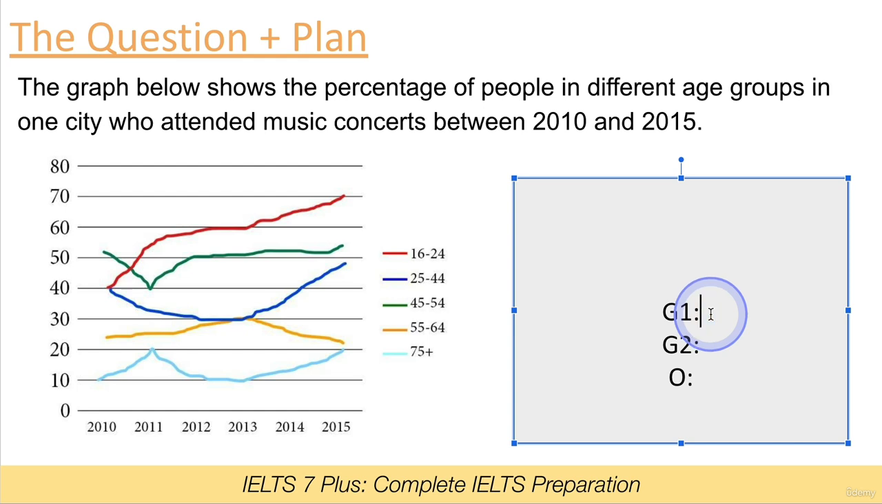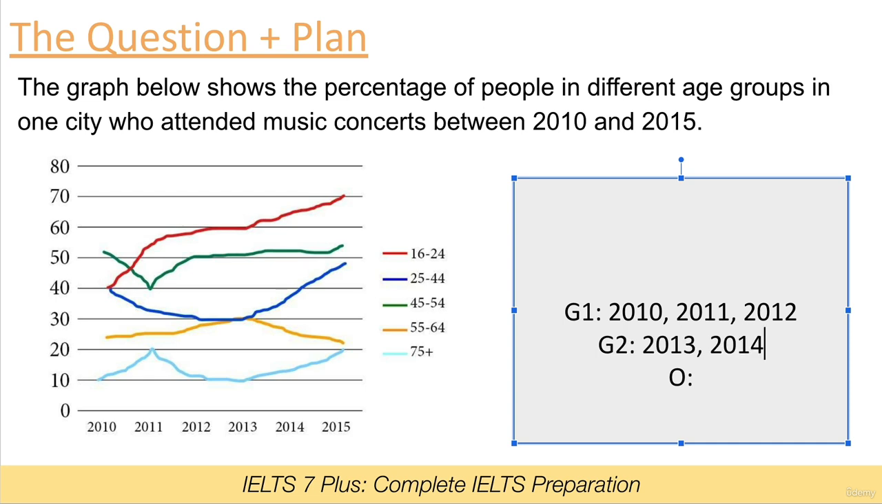Okay then, so how we're going to tackle this, we're going to form two groups, and then we're going to make notes about our overview as well. So the two groups, we could go in a few different directions here. We could talk about different age groups. We could talk about the years. I often think the years are perhaps easier to talk about. So I might go for the first group, we might say 2010, 2011 and 2012. Then the second group, you guessed it, 2013, 2014 and 2015.